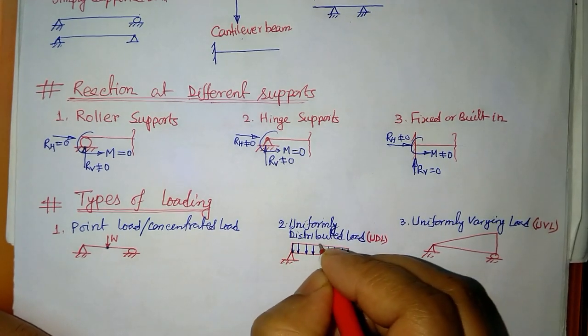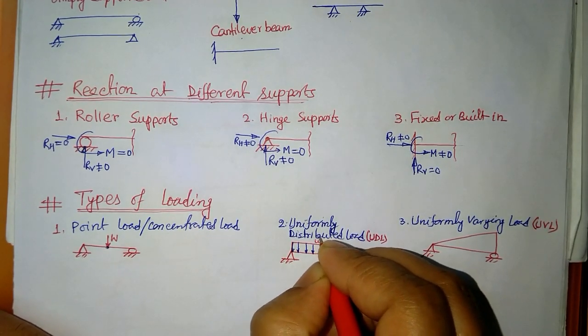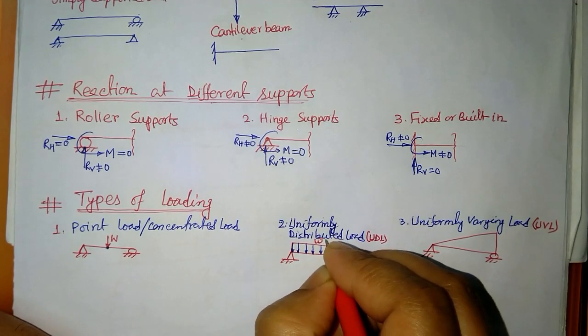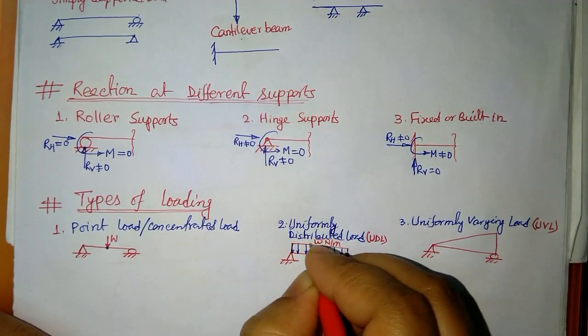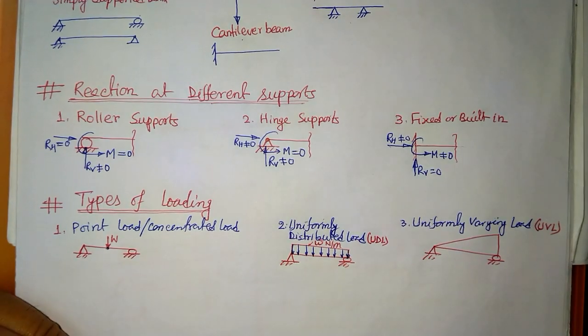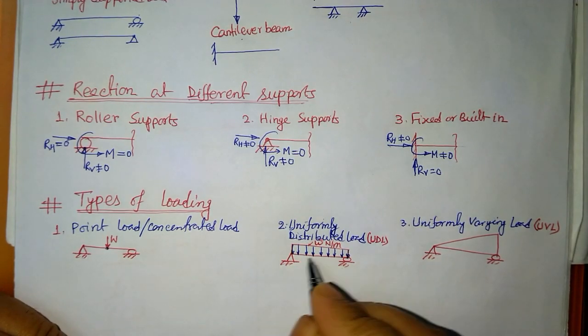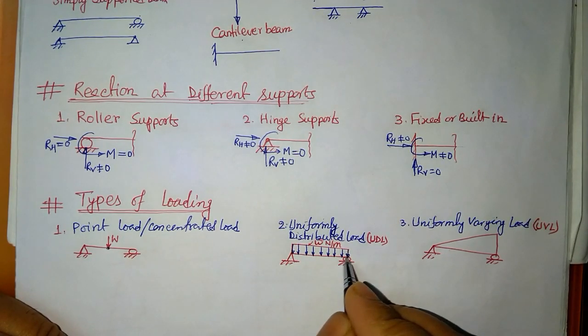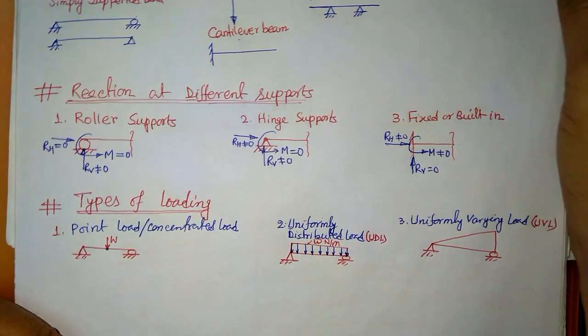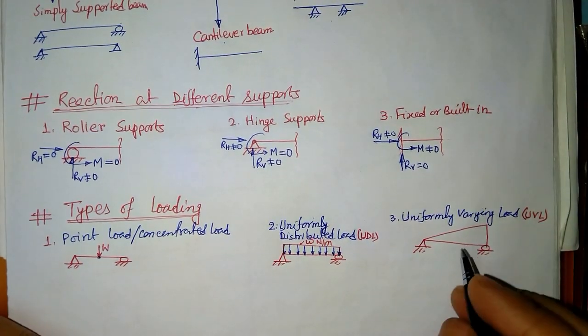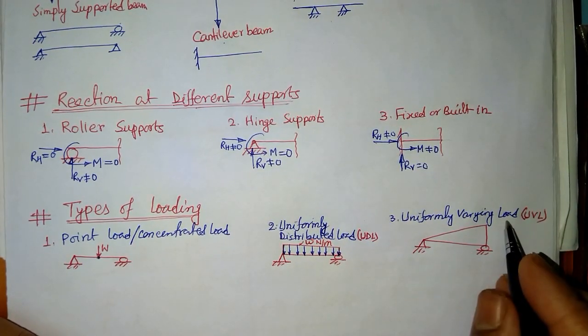Okay, so we can write that this intensity of the load is omega Newton per meter. This is our UDL, or uniformly distributed load. So total load is uniformly distributed throughout the system. Okay, so next we have this uniformly varying load.